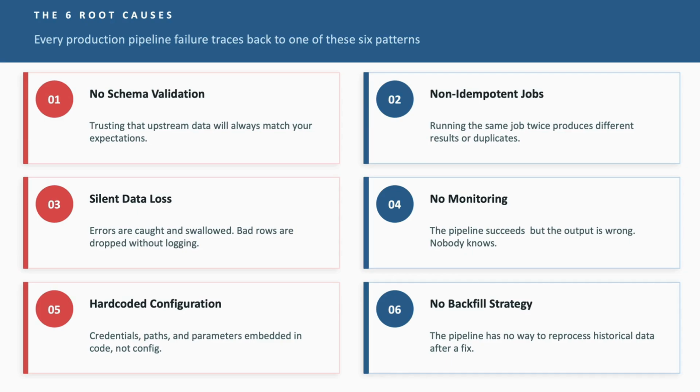Root cause 4, no monitoring. The pipeline succeeds, status green, but the output has 2 million fewer rows than yesterday, and nobody notices. 5, hard-coded configuration: database credentials, output paths, API keys, all in the code, so you push to GitHub and accidentally publish your production password. And 6, no backfill strategy. You find a bug that corrupted 13 days of data, but your pipeline has no way to reprocess historical dates, so you have to manually fix 13 days of broken data.